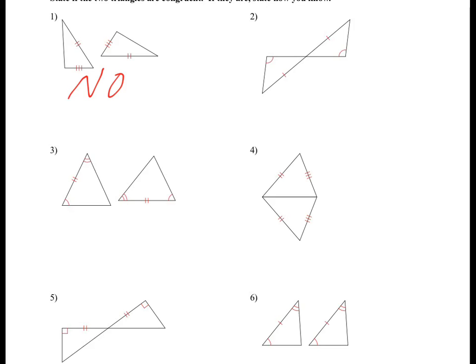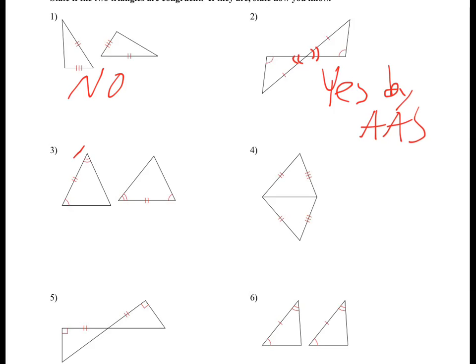On two, you can add some congruence markings here in the middle because those are vertical angles. So if you look at this first triangle, you have side, angle, angle, side. And if you look at the other triangle, on the right side, we also have angle, angle, side. And so these two are yes by angle, angle, side.